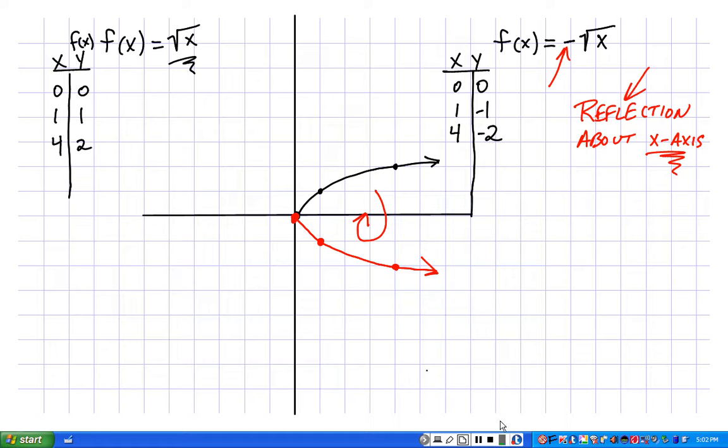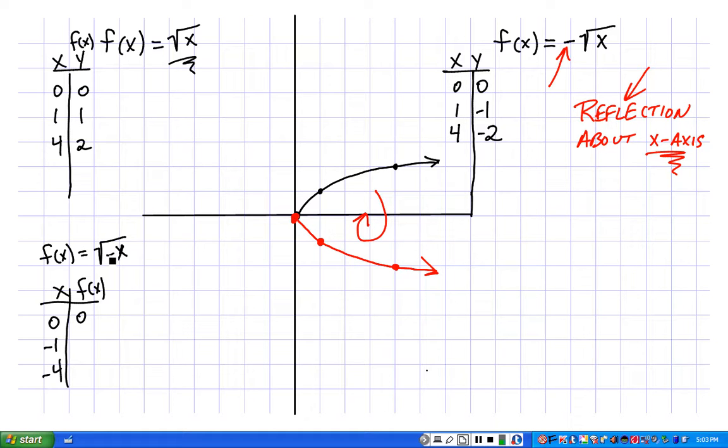So create a third function for us where the negative is now inside the function. It's inside the square root of x. Alright, we make our little data table. And so here, your 0, negative 1, negative 4. Okay? So when x is 0, negative 0 is still 0.